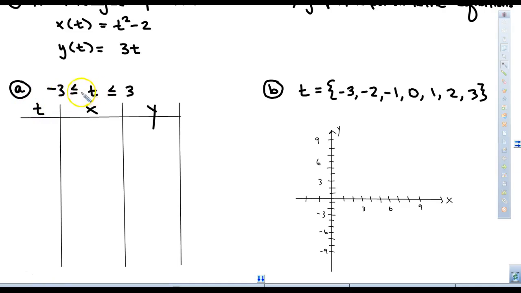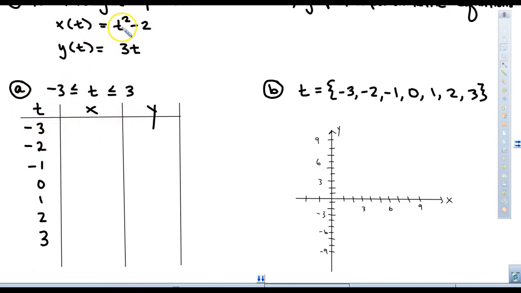For part A, we're told to graph using time from -3 to 3. So in our T-chart, we're going to put our values from -3 all the way up to +3. Then we're going to plug these values into these two equations, and that's going to give us our ordered pairs for x and y.